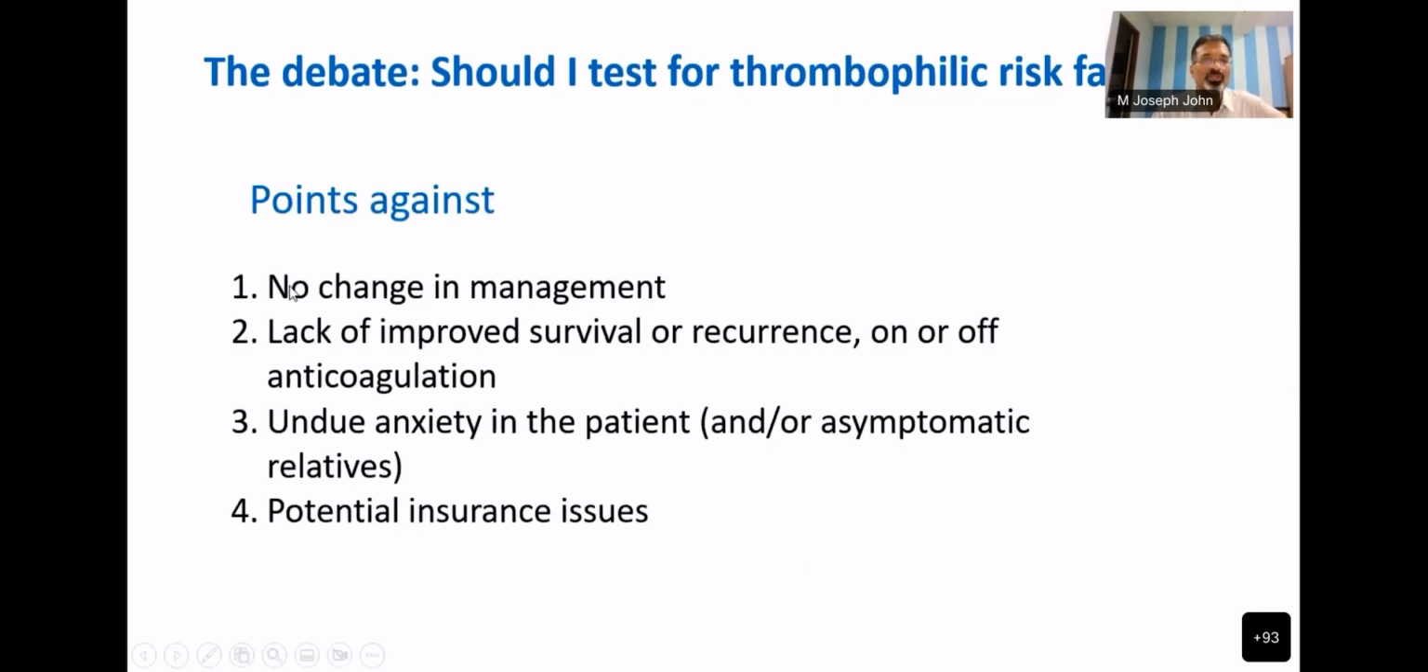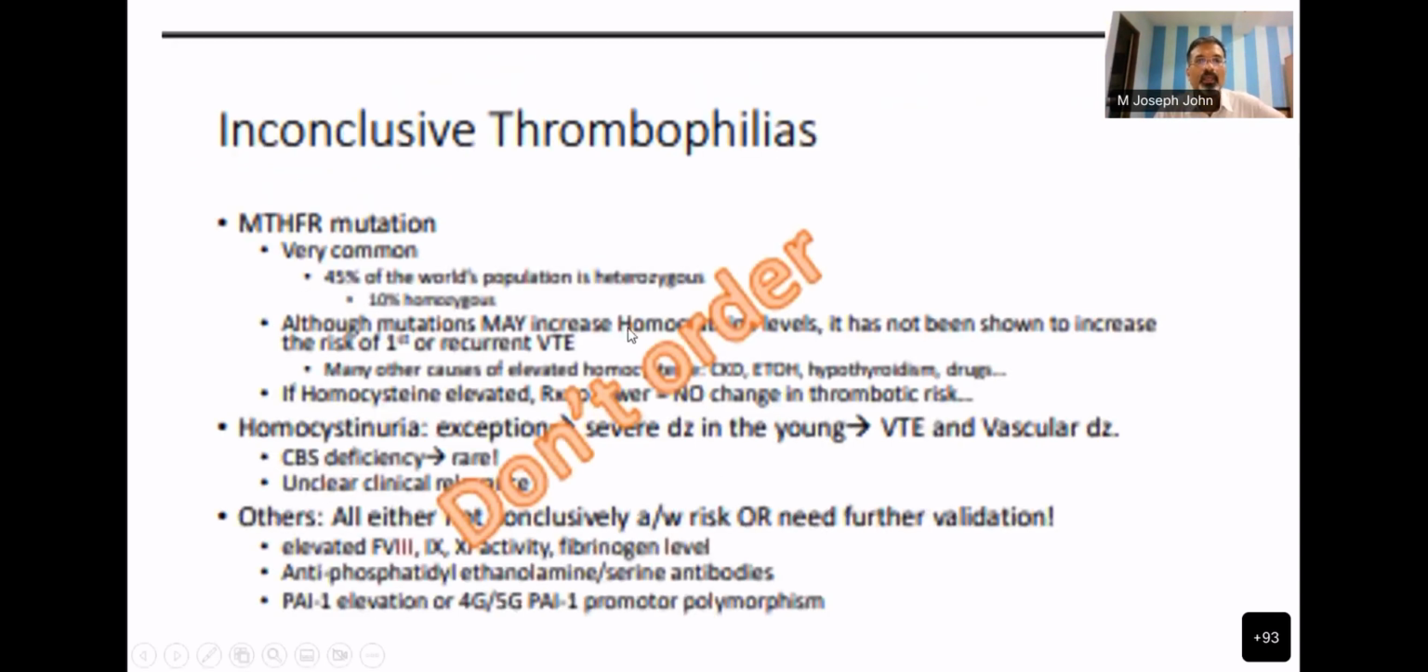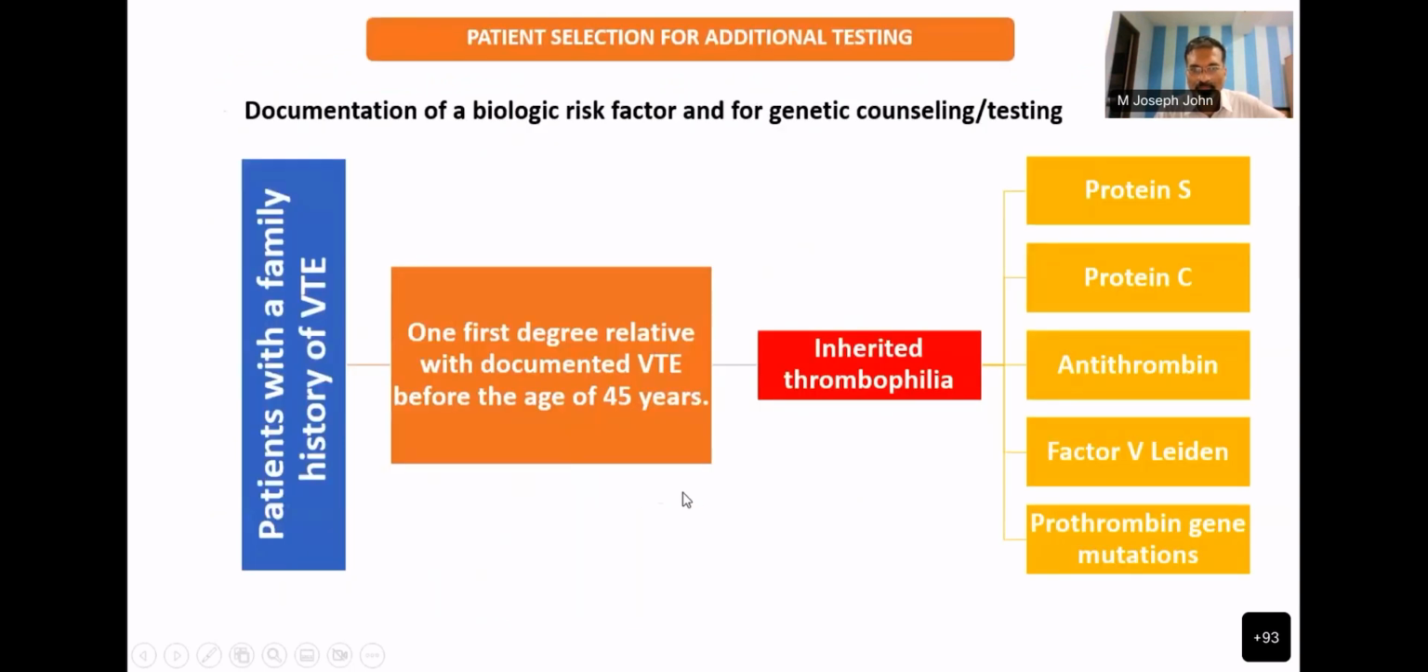The points against is no change in management, lack of improved survival or recurrence, even if you anticoagulate prophylactically, all of them, undue anxiety and insurance issues. So, inconclusive thrombophilias, MTHFR mutation, homocystinuria, never do testing for thrombophilia.